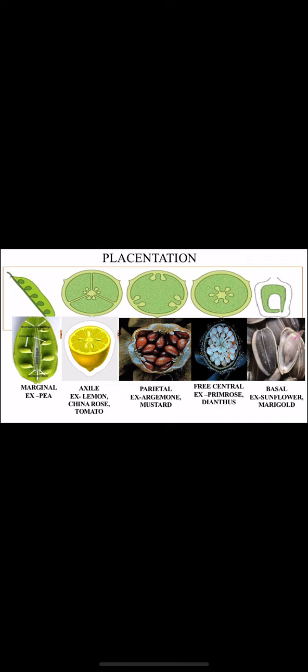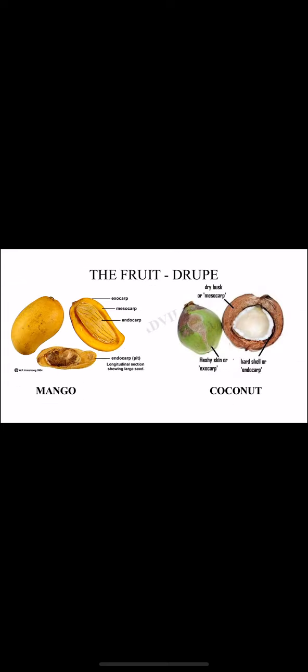Example: primrose, dianthus. Next is the basal. The ovary is present at the base and it contains only one ovule. Examples: sunflower, marigold. Next, the fruit. It is a matured or ripened ovary developed after fertilization.